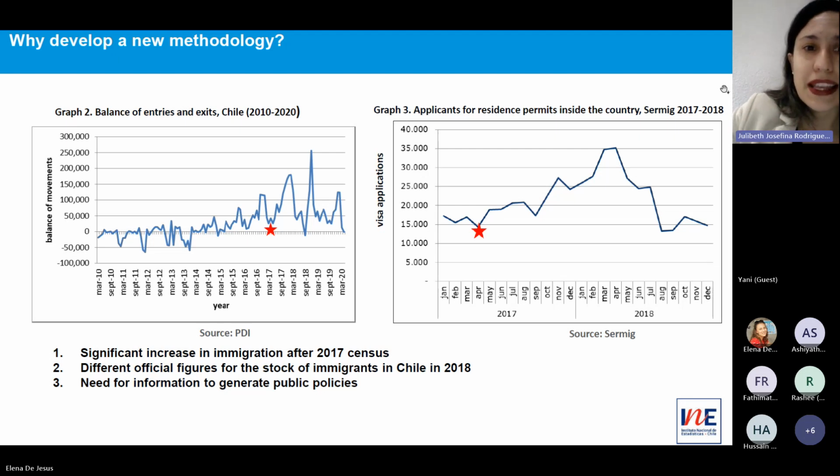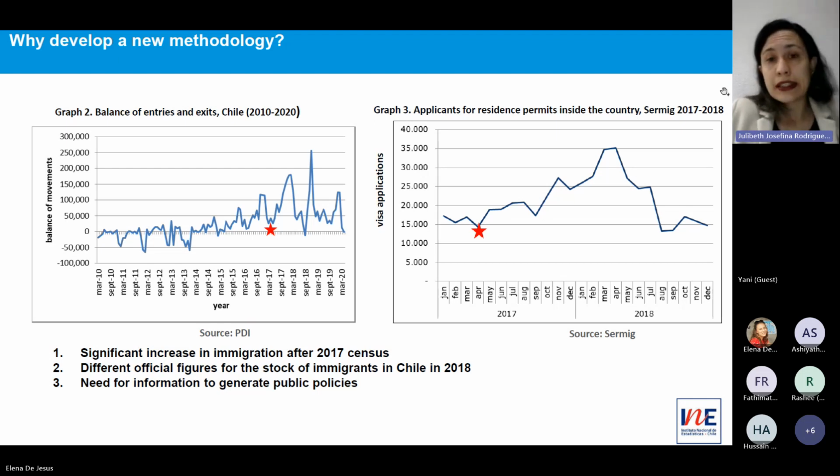Since that year, many people who enter the country for tourism purposes change their status and apply for a resident permit. And the graph on the right shows the applications for resident permits within the national territory. And as you can see in both graphs, most of the increases were after 2017.